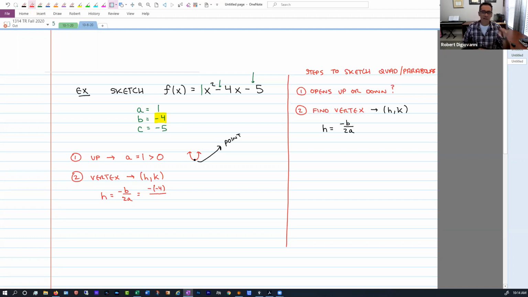You have to take the negative of whatever b is. If b is already negative, you've got to do the negative twice. Carolyn, I think you said that it would be what? Positive, right? And then we have 2 times a. a was 1. So this becomes 4 on top, since negative of negative is positive, and on the bottom 2. So 4 over 2 is 2. So we know what h is. With me?